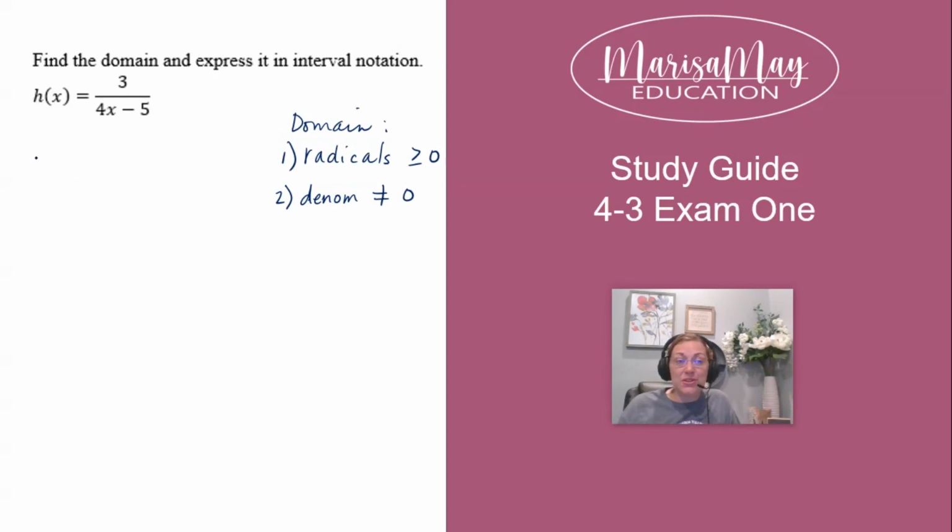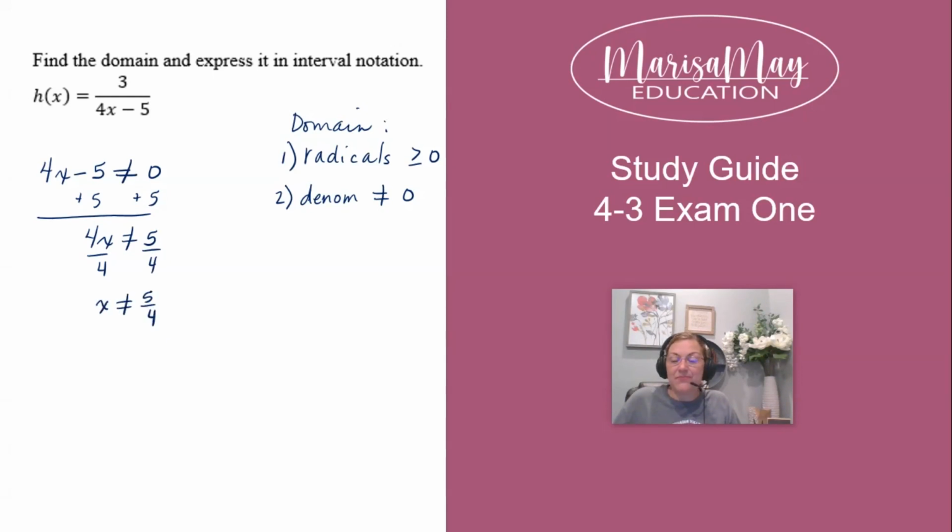So what we do to find our domain is we say that our denominator cannot equal 0. I just took the whole denominator, the whole bottom of that fraction, and said it can't equal 0. Now let's solve. I'm going to add 5 to both sides. That gives me 4x cannot equal 5. And then I'm going to divide by 4 on both sides. So now x cannot equal 5/4.